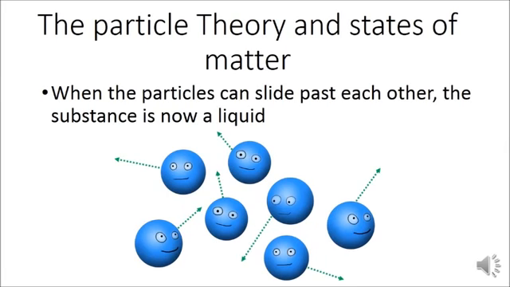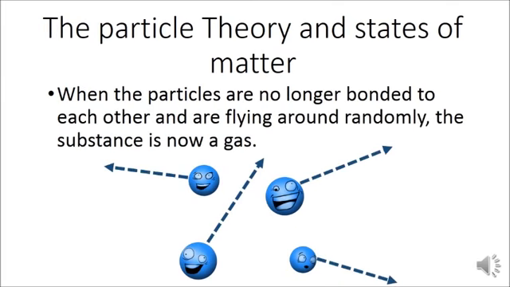Now, when you add even more energy, the particles get so much energy that they move past each other. So if they can slide past each other and move around, that substance is now a liquid. Then as you add even more energy, the particles are no longer bonded to each other. So they're flying around randomly. The substance is now a gas. These are very high energy particles. You can tell by the looks on their faces.